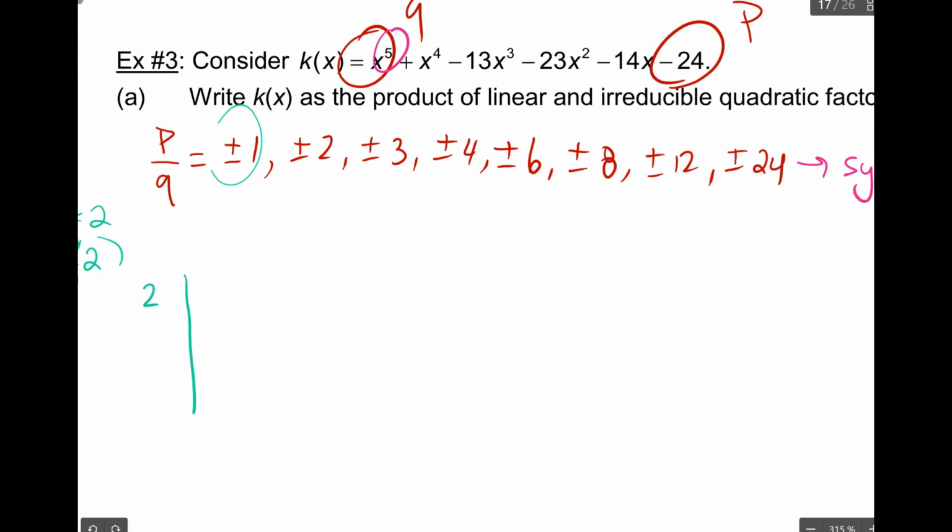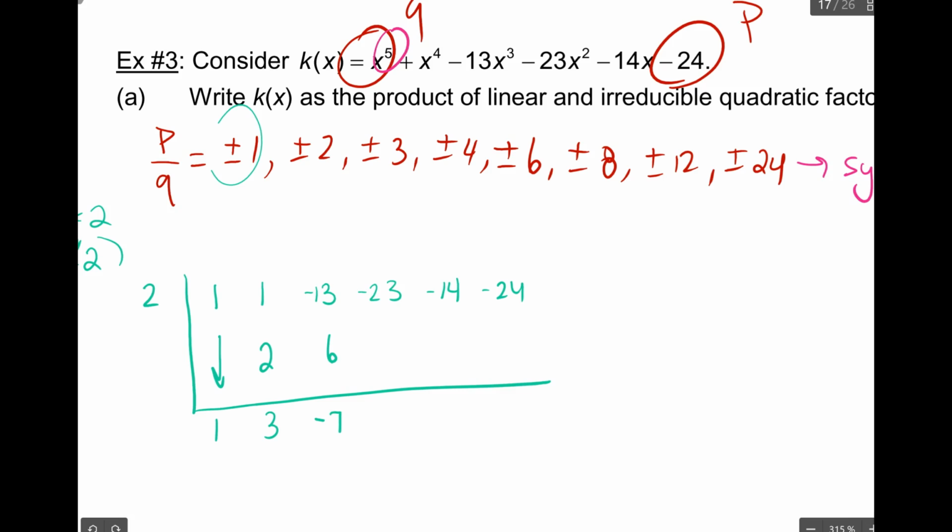So we're just going to use synthetic division. Let's see, coefficient of x if it's 1. Then I have 1, negative 13, negative 23, negative 14, negative 24. Okay, bring the first one down, multiply, combine and add, multiply, combine and add. Let's see, so negative 7, multiply, combine and add, so negative 37, multiply this out.